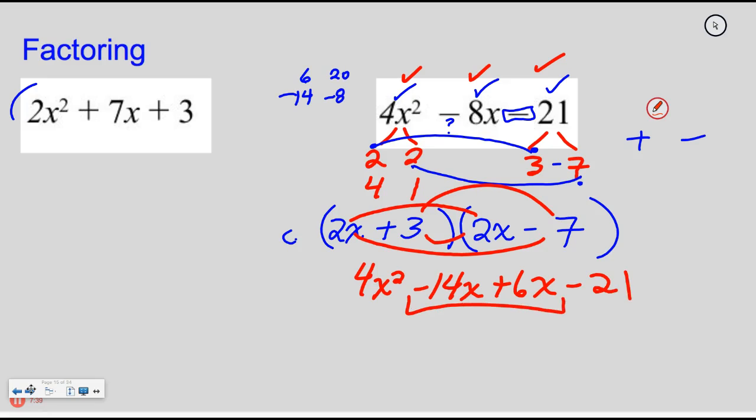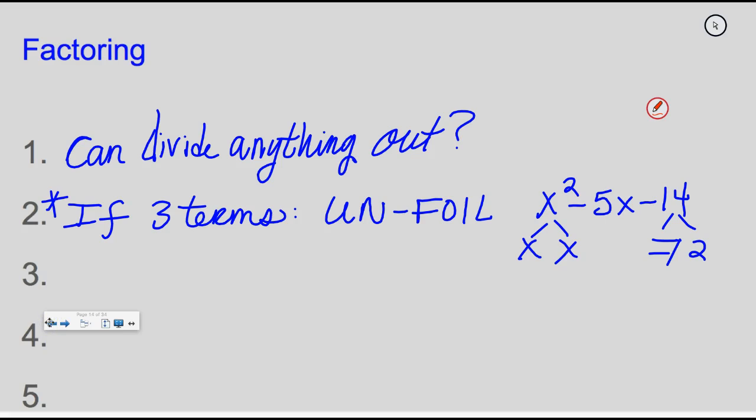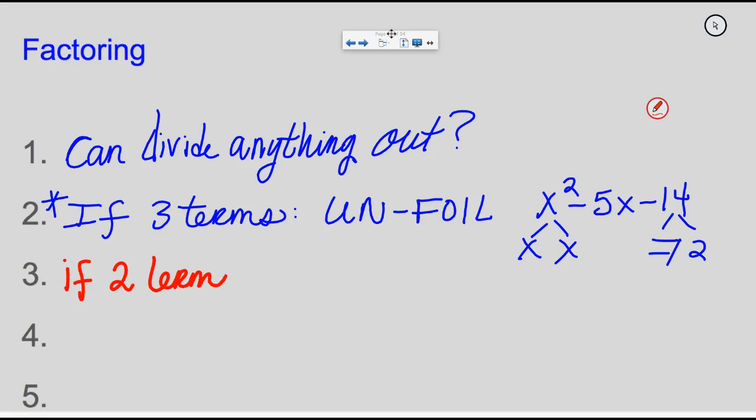So you kind of have two options here. I would suggest factoring it, but if you're stuck, try foiling the answers. And again, we're going to go back a page, because that said if 3 terms. If 3 terms, you generally unfoil. If 2 terms, what that means is it's either going to be a difference of squares, like this.